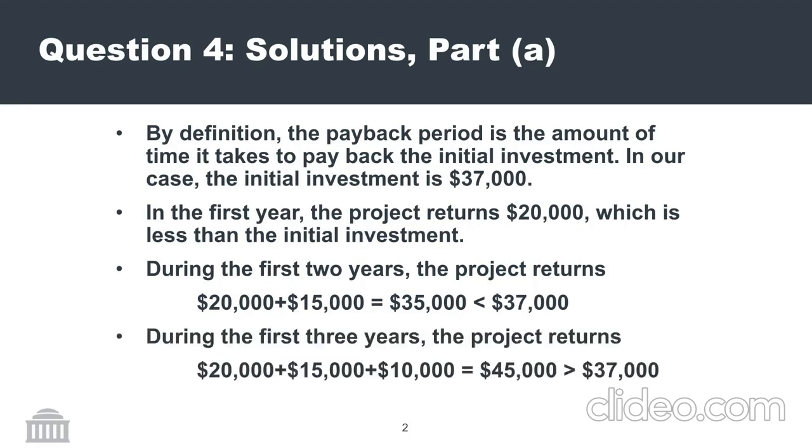In the third year, the project pays off $10,000. Therefore, during the first 3 years of life of this project, it returns $20,000 plus $15,000 plus $10,000. Altogether, this equals $45,000. Now, this is more than the initial investment of $37,000. Therefore, the payback period of this project is 3 years because it pays back our initial investment within the first 3 years.